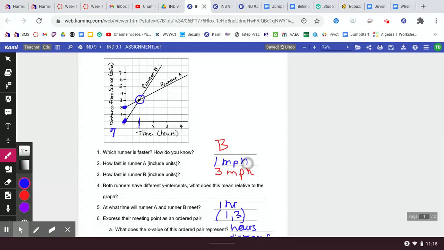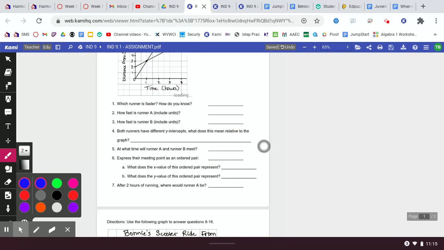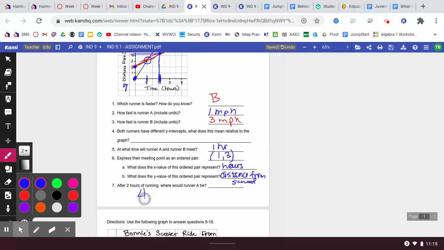Yeah, so if you take runner A, you've got to remember which line is runner A. So here's runner A's line, and it asks after 2 hours. So we come out here to the 2 hour mark, and we go straight up, and runner A is 4 miles. And again, she said it right, 4 miles from the school, right? Because anything you reference, you need to reference by the wording that the graph gives you. And here we've got 4 miles from school. Good.